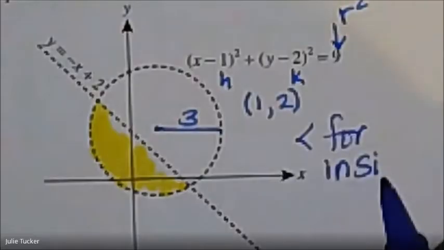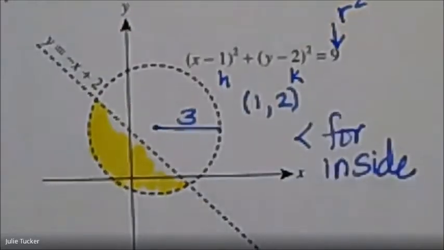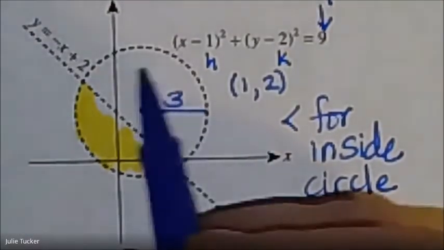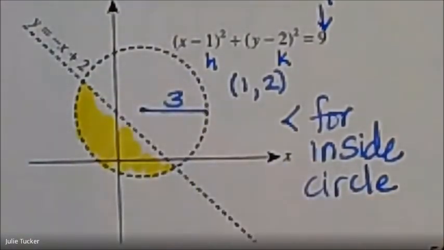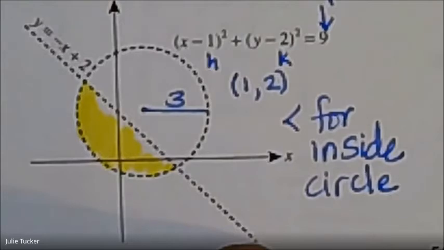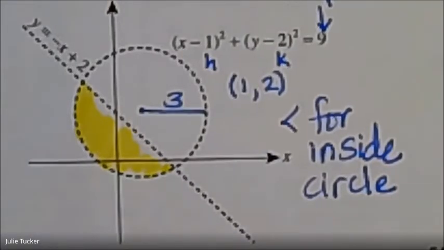If it was shaded outside of the circle, it would be a greater than, because it would be everything that has a radius bigger than 3. So it has to go outside. But if you say less than, it's everything that has a radius smaller than 3. All right. And then to be below that line, it has to be less than that line, doesn't it?